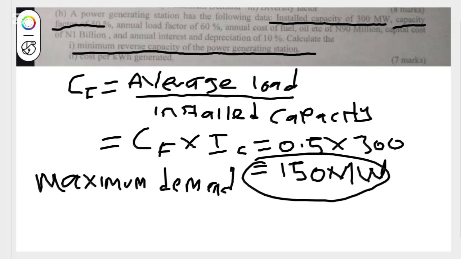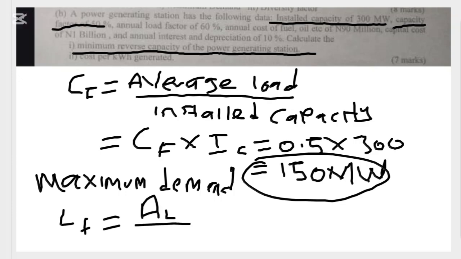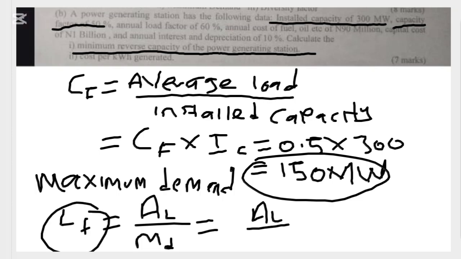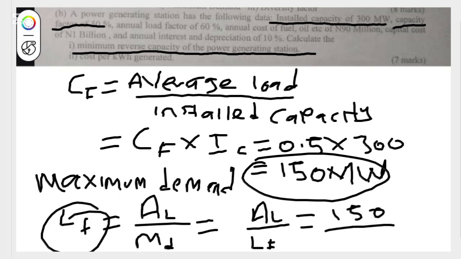So the next thing, I'm going to find the maximum demand. You have to keep this in mind. What will be the maximum demand? For the formula, we are going to use the load factor, which is the same thing as the average load divided by the maximum demand. If we make the maximum demand the subject of the formula, at the end I will get the average load divided by the load factor. So you have to take note of all the formulas. What will be the average load? It is 150, because this is the solution that we found.